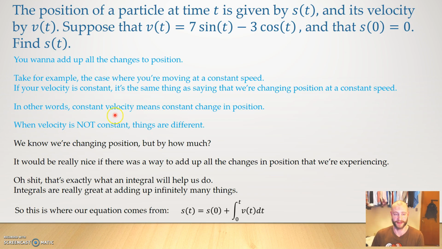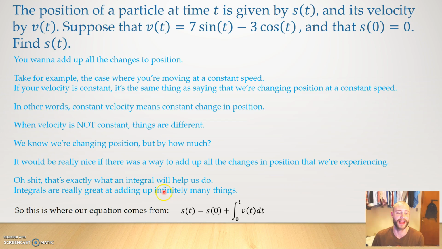But here we do not have a constant velocity. So we have this situation. We know we're changing position, but by how much? Obviously, the velocity is non-zero here at every time t. It's something. We want to know by how much we are changing our position. It would be really nice if there was a way to add up all the changes in position that we're experiencing. Oh, that's exactly what an integral will help us do.